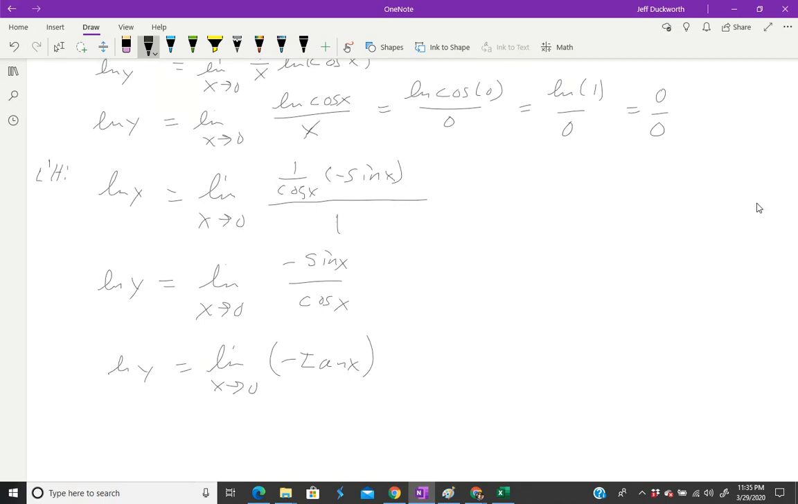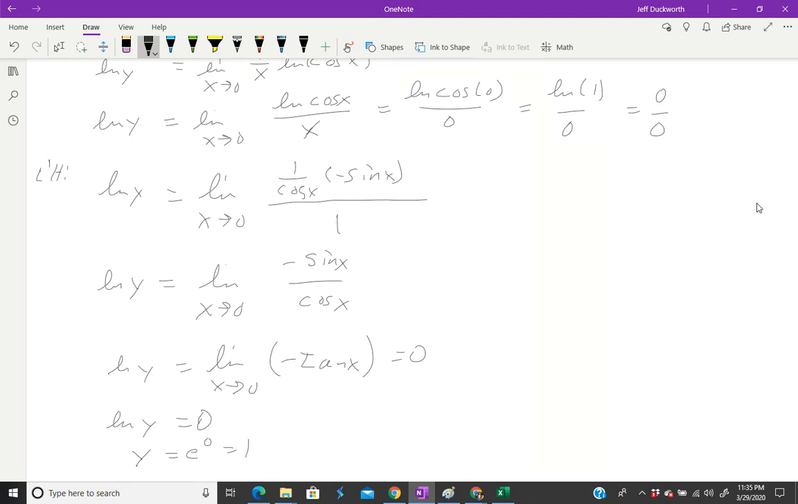Well, if we evaluate tangent at 0, whether it's negative or not, we get 0. So this equals 0. So ln of y equals 0. So we're not done because we're solving for y. We're not solving for ln of y. So we essentially do e to both sides. Because the base for ln is e, y equals e to the 0, which is just 1.